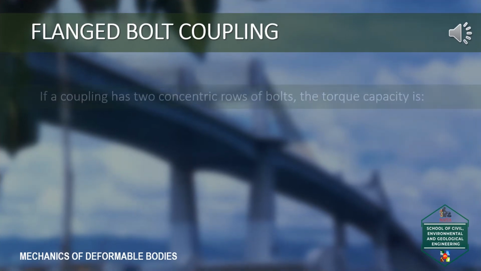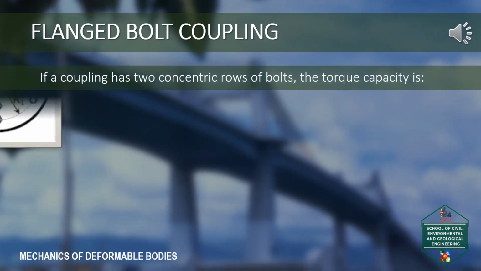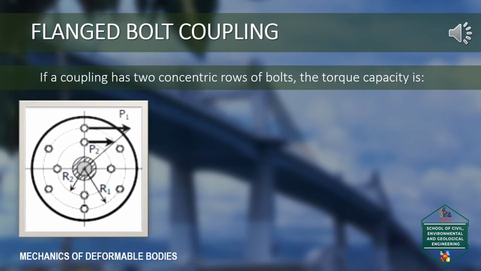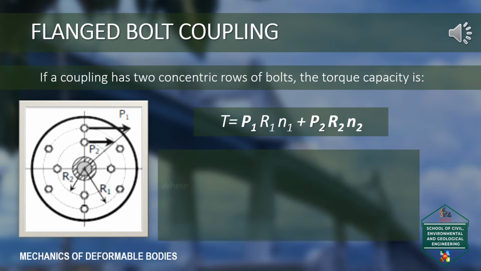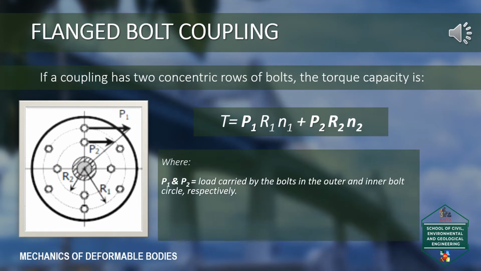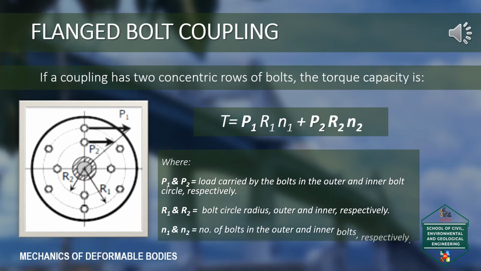Another important concept is that, if a coupling has two concentric rows of bolts, the torque capacity is equal to P sub 1 times R sub 1 times n sub 1 plus P sub 2 times R sub 2 times n sub 2. Where P1 and P2 stand for the load carried by the bolts in the outer and inner bolt circle, respectively. R1 and R2 are the bolt circle radius, outer and inner, respectively, and n1 and n2 are the number of bolts in the outer and inner bolt circles, respectively.